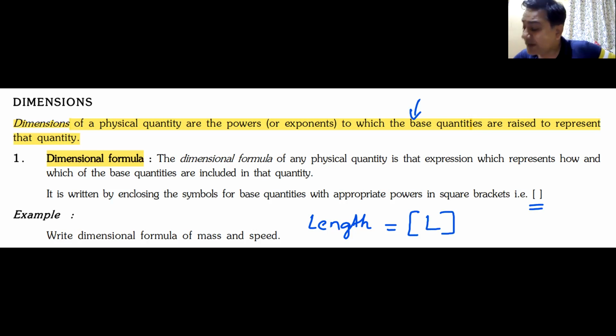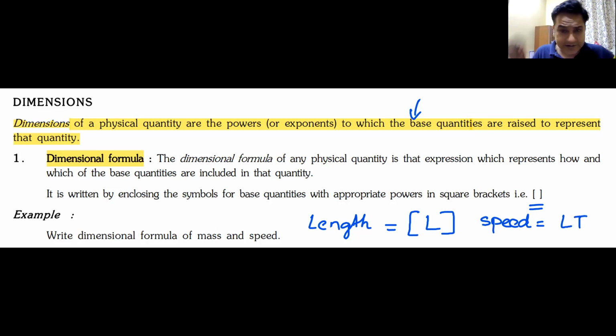If I talk about speed, everyone has heard about speed, yes or no, beta? Now you also know what speed is: distance divided by time. So now you can tell me what will be the dimensional formula of speed. Bracket of V, sir. Yes, beta? L into T. L divided by T, length divided by time. We don't write it as L by T. We will write it as LT minus 1.